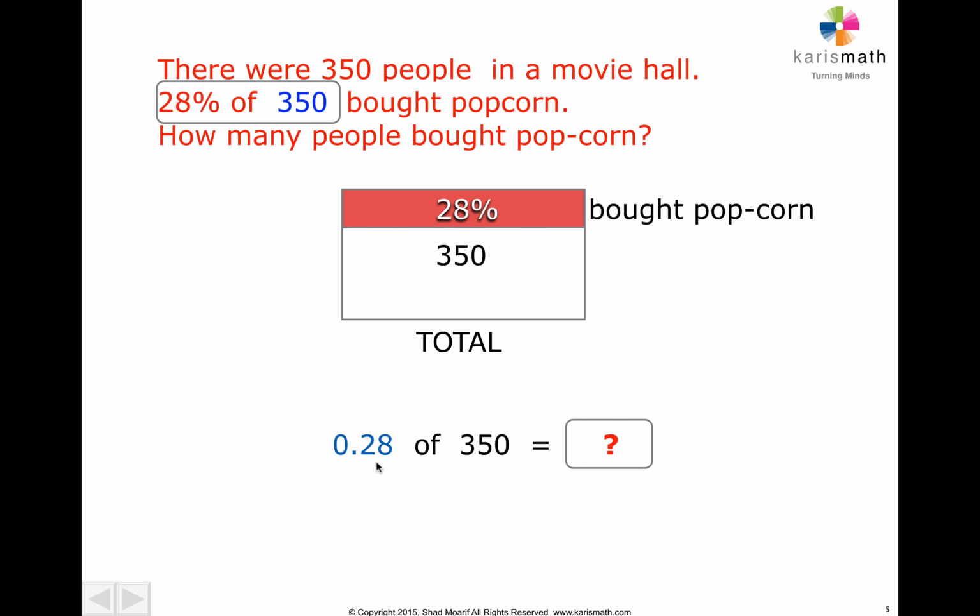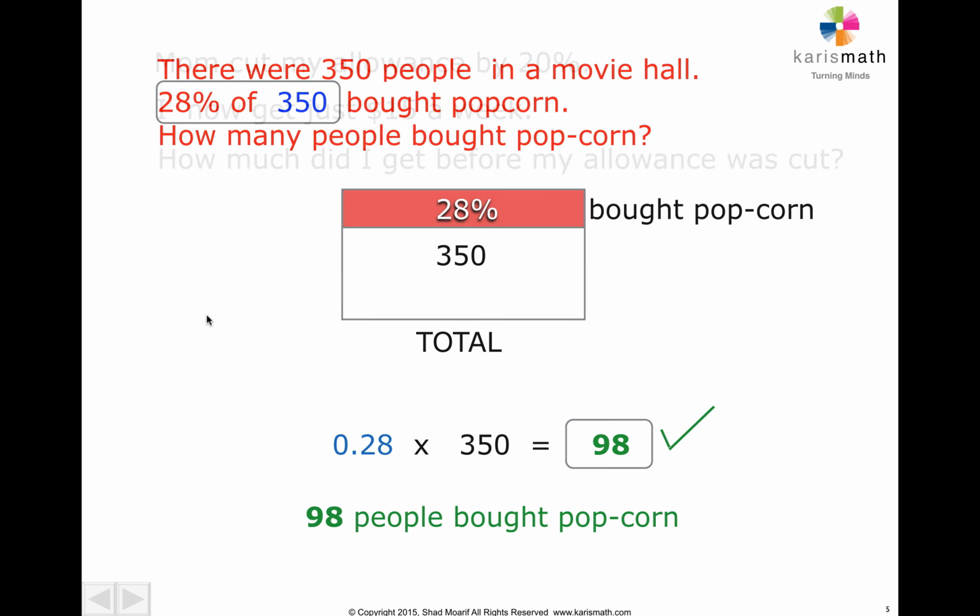So 0.28 is 28%, 28 over 100. And you multiply these two, and the answer you get is 98, which means 98 people out of 350 people bought popcorn. Straightforward.